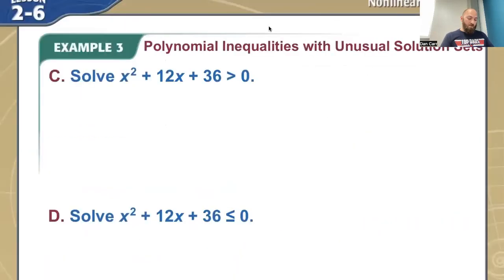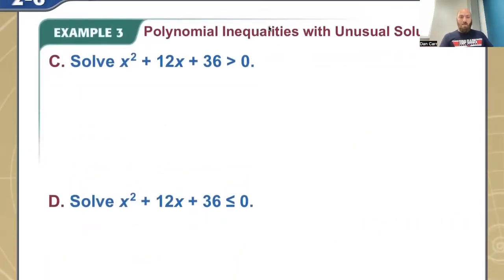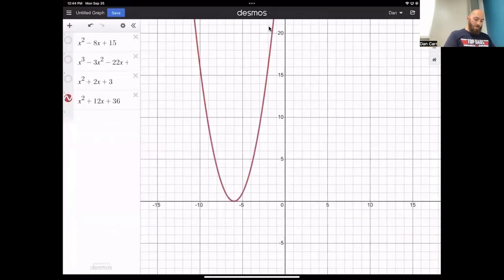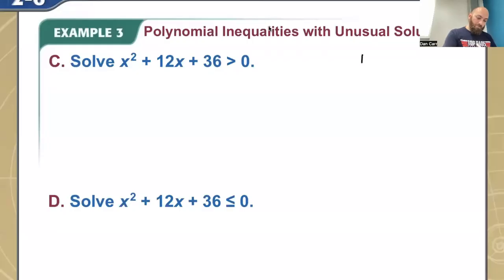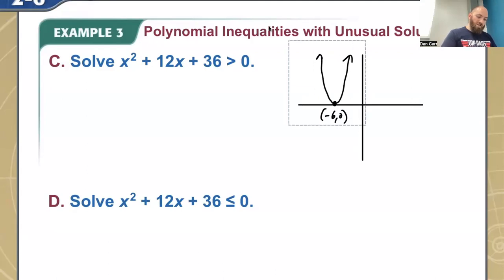Let's look at this one as our last example. Again, we're going to look at this polynomial when it's greater than 0 or less than or equal to 0. Here's the graph of that. You notice this one hits the x-axis at exactly one point. It does not dip below the axis. I'm going to draw my rough sketch of that one. It's doing something like this. It's crossing at -6, 0, and that's the only point it touches.